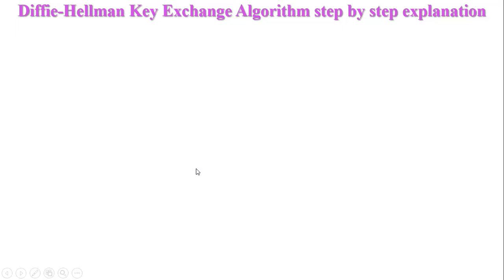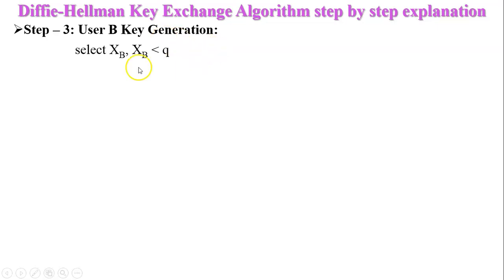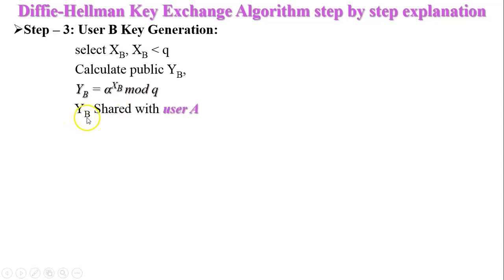Now step number 3, user B key generation. Select XB. The value of XB is always less than Q. Calculate public YB. The equation of YB is equal to alpha raised to XB mod Q. Here the value of YB is shared with user A. As per the previous step, the YA value was calculated by user A and shared with user B.